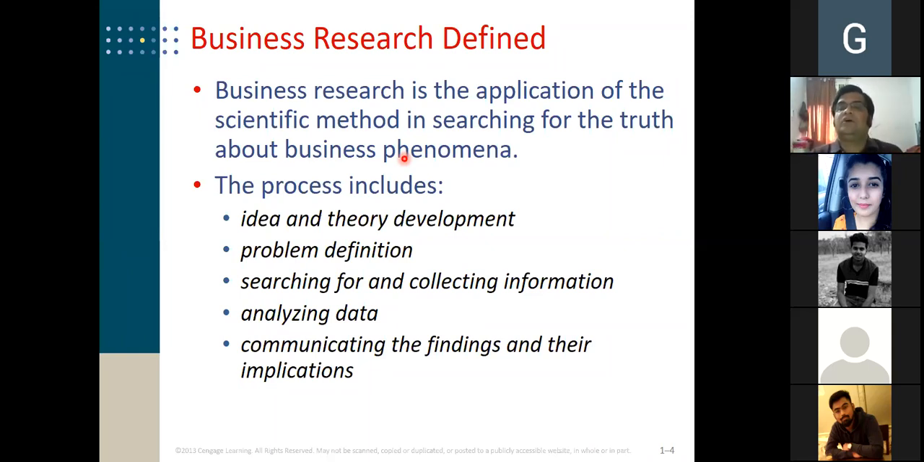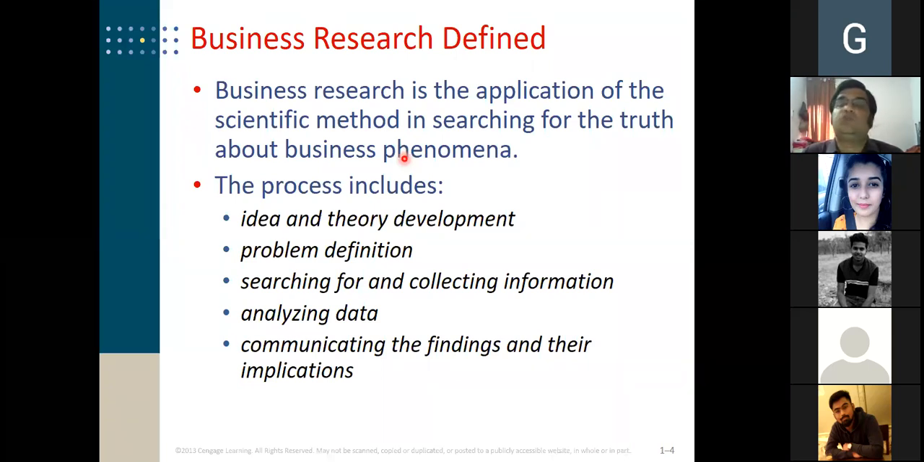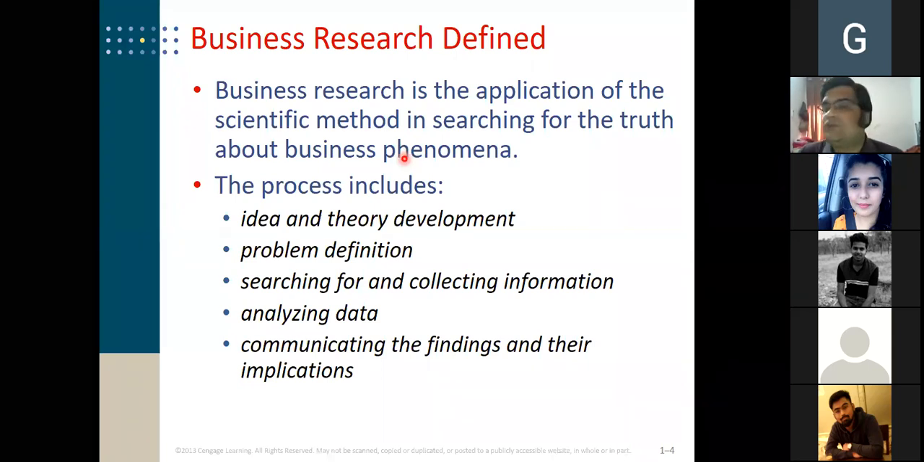So I will talk a little bit about industry problem today also. When we do research, that is also very important, right? So number one, it is a scientific method. We will learn some of the steps of doing research in searching for the truth about business phenomena.